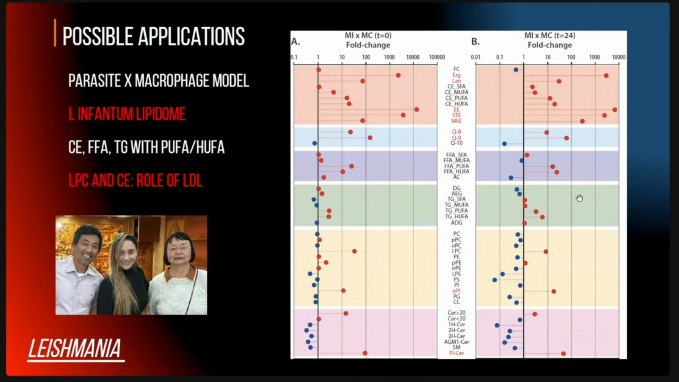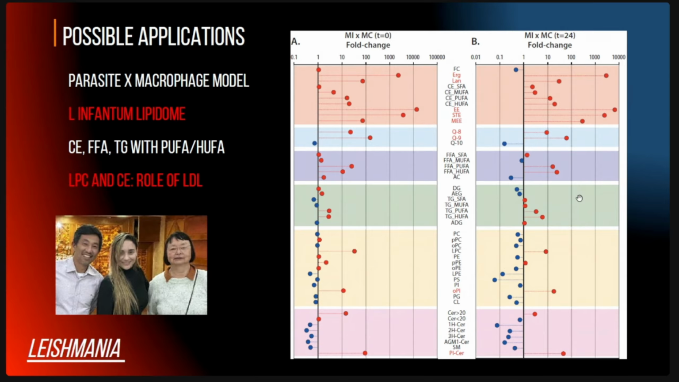And I'll go through this real quick. This work was done in collaboration with Cynthia Portugal and Hiro Goto. What we investigated was a model of parasites and macrophages, in Leishmania infantum infection. And the results were mostly related to the major fold changes here. When you compare infected macrophages to the control, they were related to the lipids from Leishmania infantum.